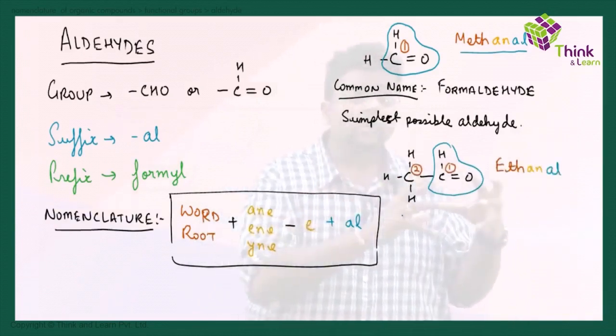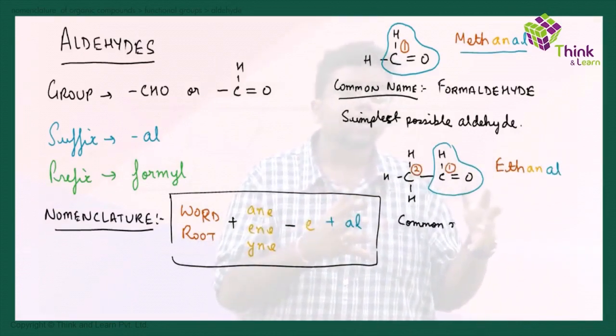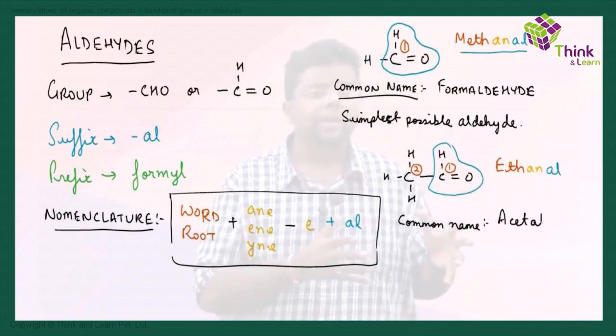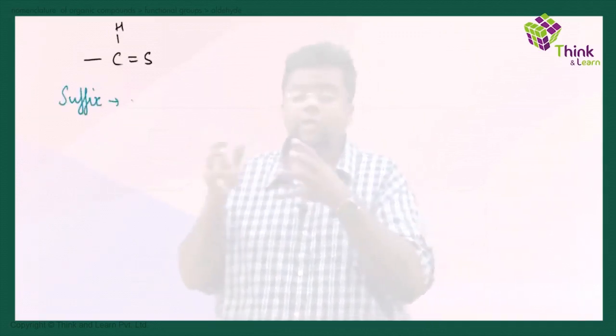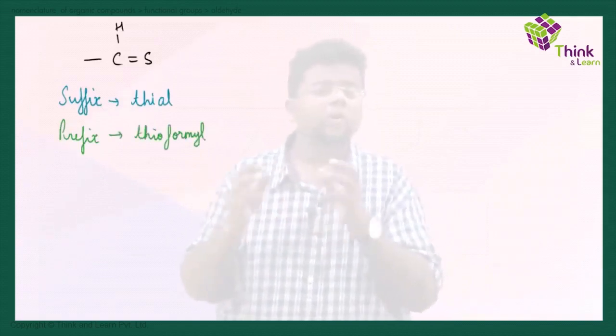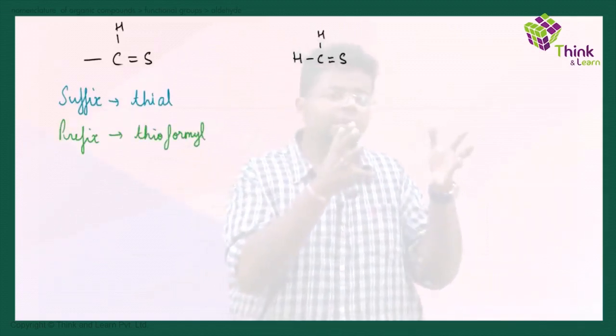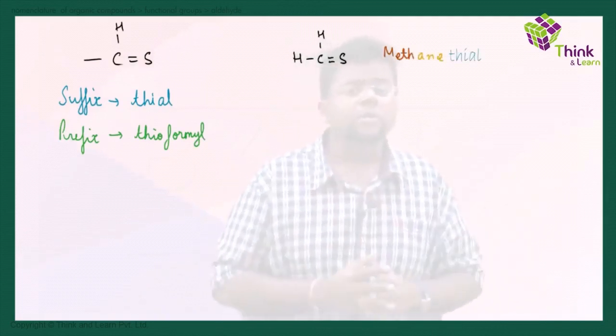Remember, the carbon of the aldehyde has to be included in counting the word root. So the common name becomes acetaldehyde. Now, what happens if I replace the oxygen of the aldehyde with sulfur, like I did for alcohols and thiols? We will get a new functional group, and the suffix for that would be called thial, and the prefix would be called thioformyl. So if I take an example such as this, the name is pretty simple. It would be called methanethial.